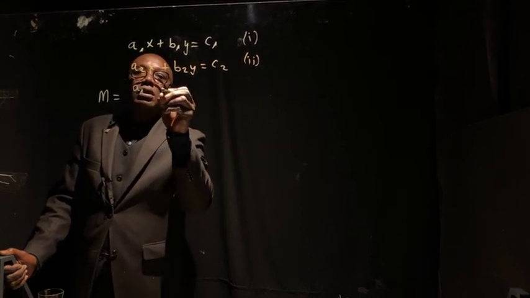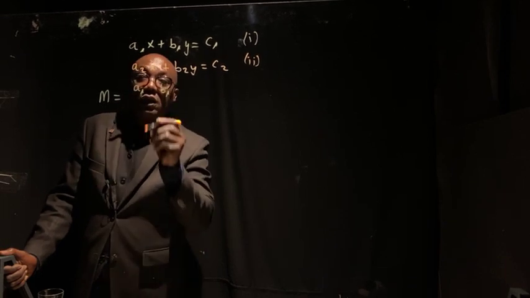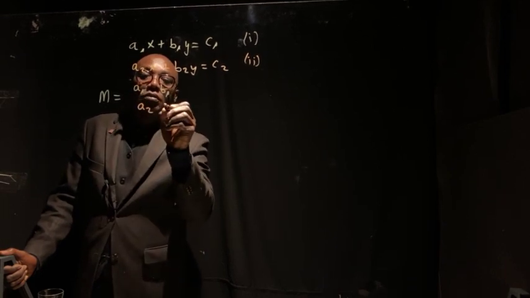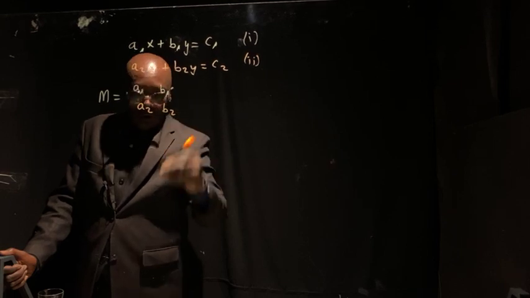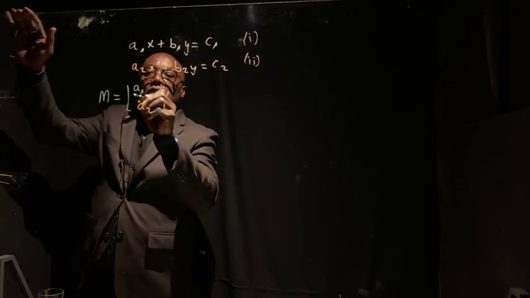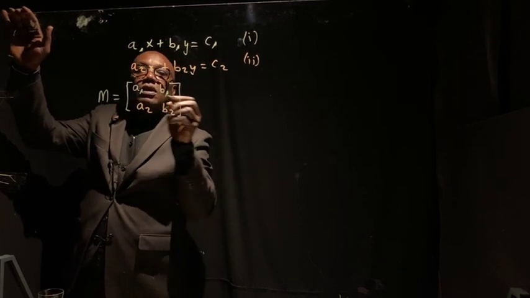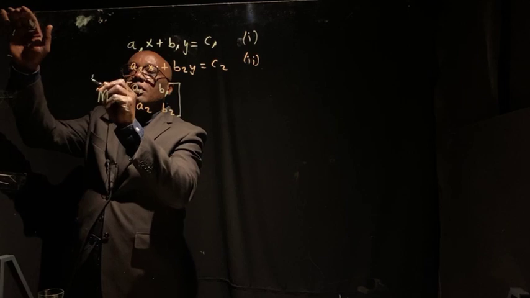Therefore, the matrix M will be equal to A1, B1, A2, B2. This is matrix form. I call this one matrix M. Therefore, I'll call this equation matrix M.